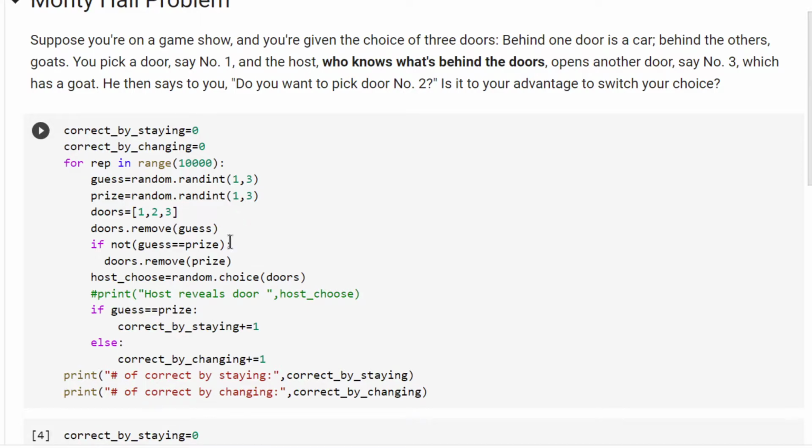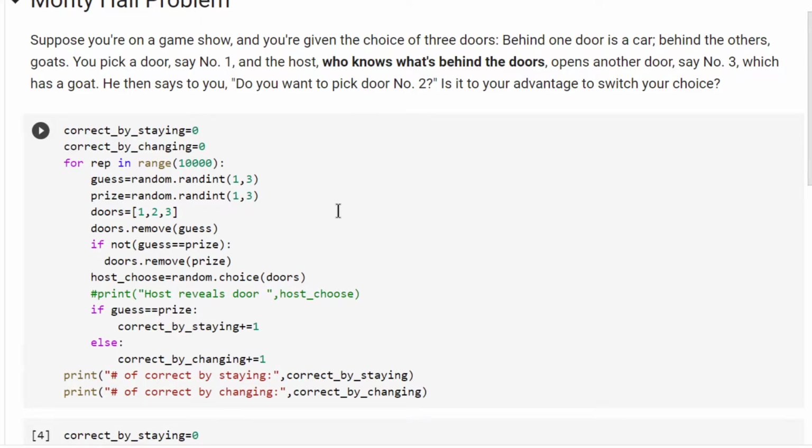And also, if the prize is in a different door, that one's another door that the host cannot choose. So if not guess is equal to prize, then I'm removing the prize door as well. So that leaves the host with either one or two possibilities, and if there are two, he will randomly choose one of them, okay?